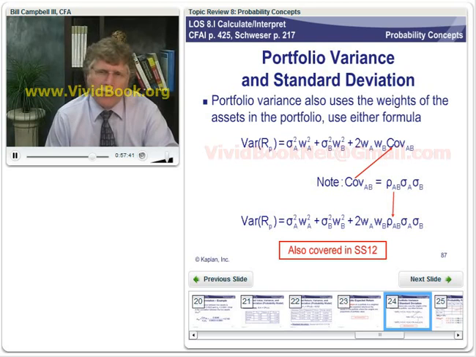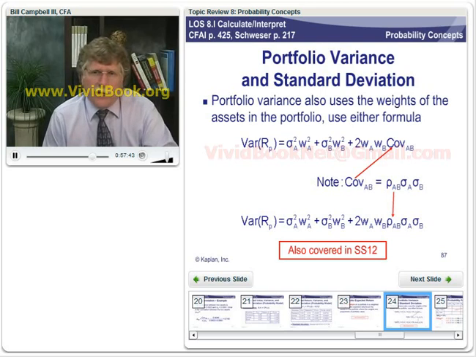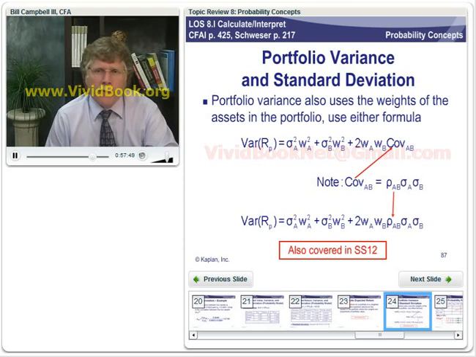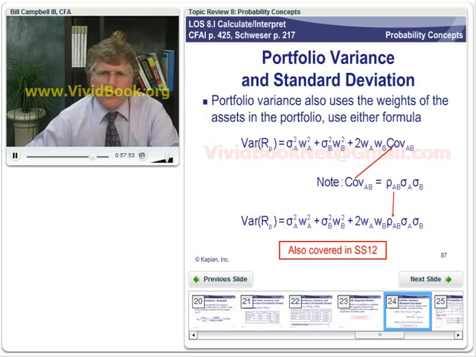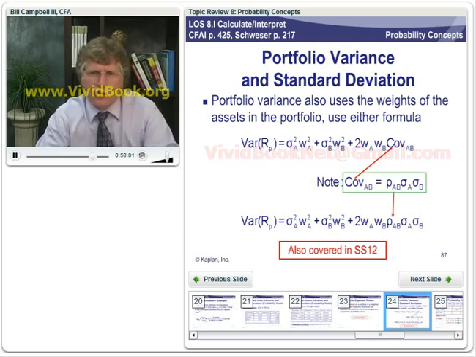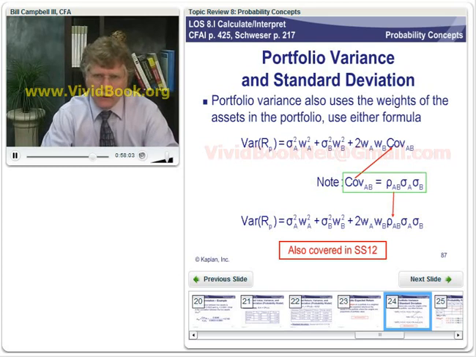And remember, if you take the formula for the correlation coefficient of A's and B's returns, solve it for covariance, you get what you see in the note down here. So let me highlight this. This comes straight from the definition of the correlation coefficient, just solving for covariance.